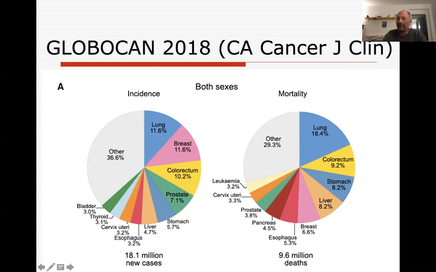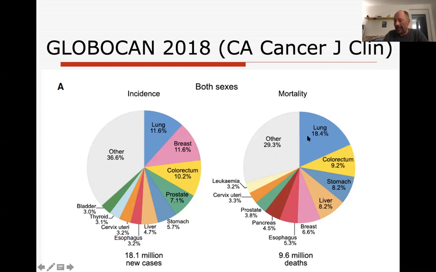This is the total incidence and the total mortality. And you see that for incidence, worldwide, of course, not specific to any country, lung, breast, colon, and prostate are very close. These are the 4 main cancers in terms of incidence.